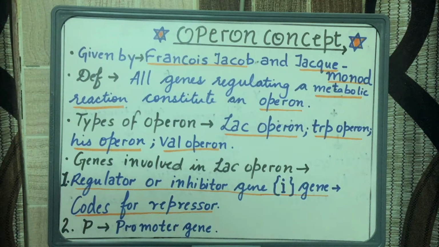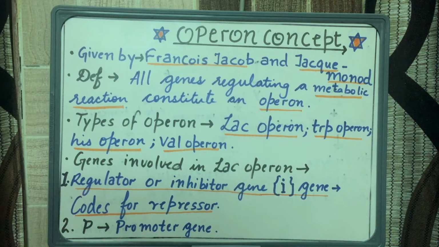When all genes regulate a metabolic pathway, it is called an operon. The operon concept was given by two scientists, mainly Francois Jacob and Jacques Monod. There are various types of operons, for example, LAC operon, HIS operon, and VAL operon. In this video, we will talk about LAC operon.